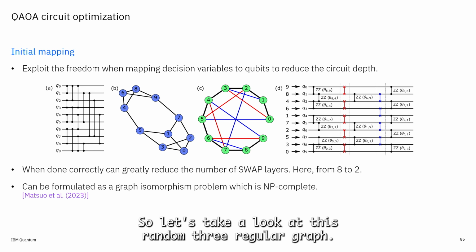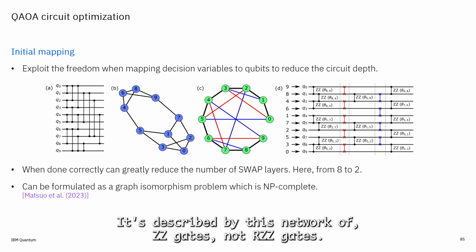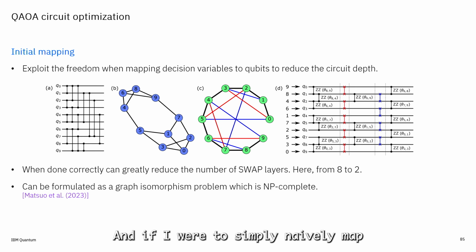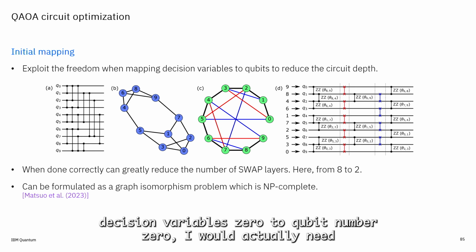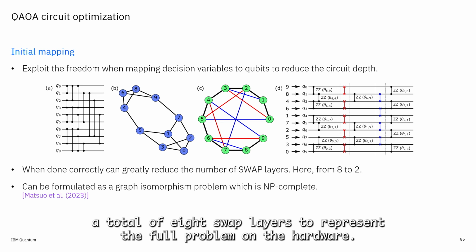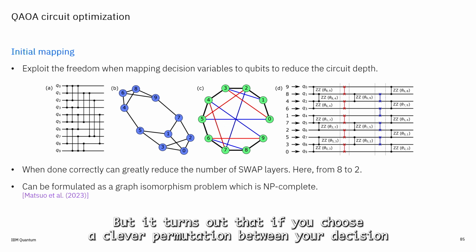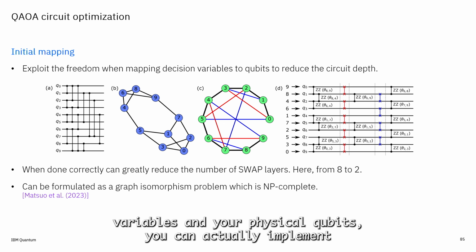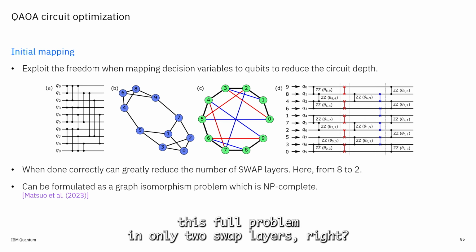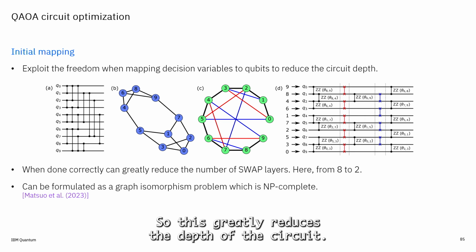So let's take a look at this random 3-regular graph. It's described by this network of CZ gates, or RZZ gates. If I were to simply naively map decision variable 0 to qubit number 0, I would actually need a total of 8 swap layers to represent the full problem on the hardware. But it turns out that if you choose a clever permutation between your decision variables and your physical qubits, you can actually implement this full problem in only 2 swap layers, right? So this greatly reduces the depth of the circuit.